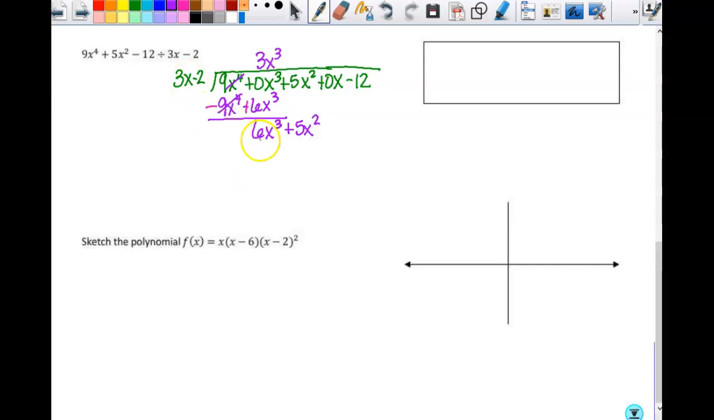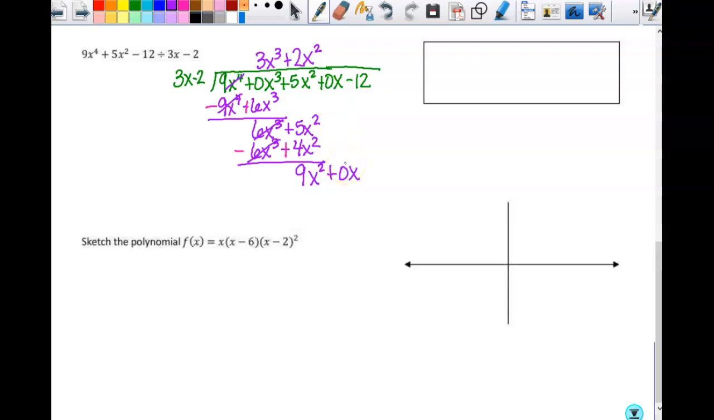3x goes into 6x cubed, 2x squared times, so plus 2x squared. This gives me 6x cubed minus 4x squared. And then this is minus and plus. So then these zero out, and this gives me 9x squared plus 0x when I bring that down.